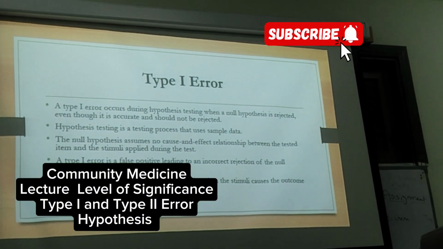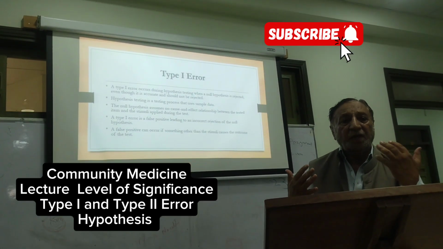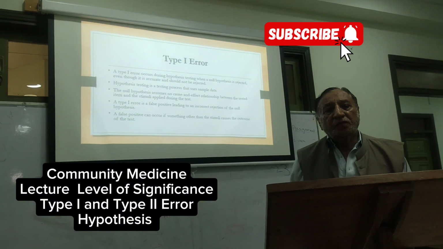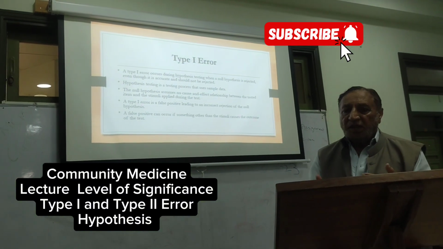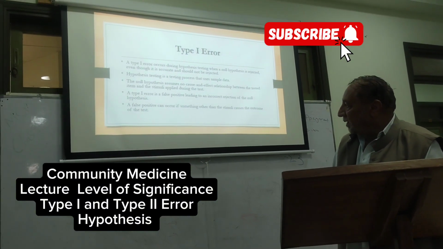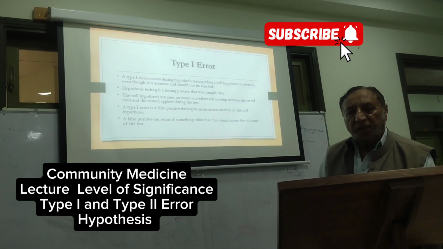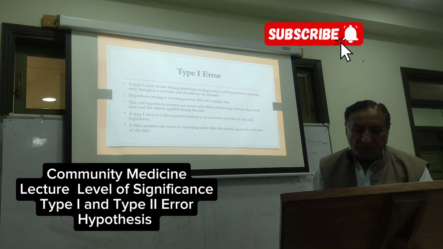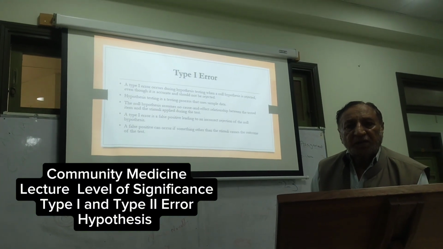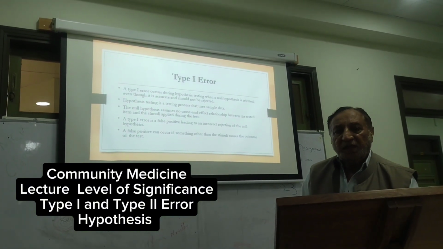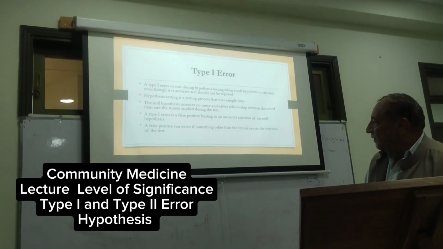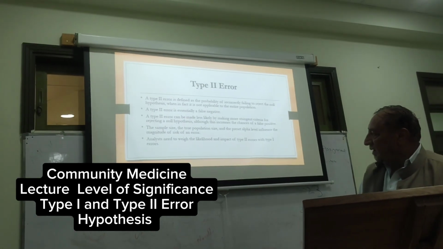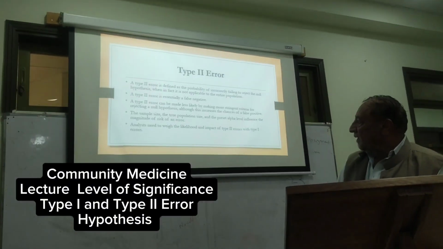And type 2 error is when the hypothesis is false and you fail to reject it. That is the type 2 error, and we call it beta error, or false negative, and the type 1 error is the false positive in a screening test or in normal life. Type 2 error I have already discussed. Next.